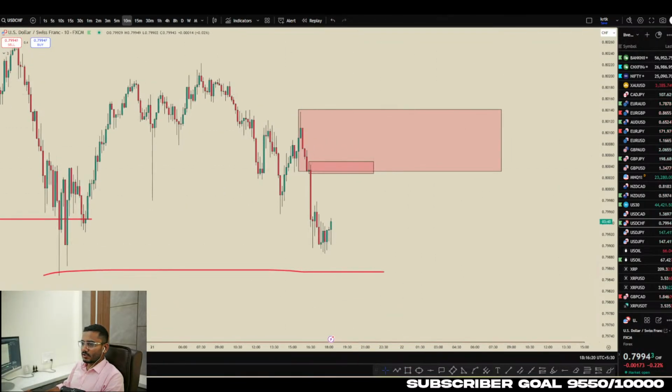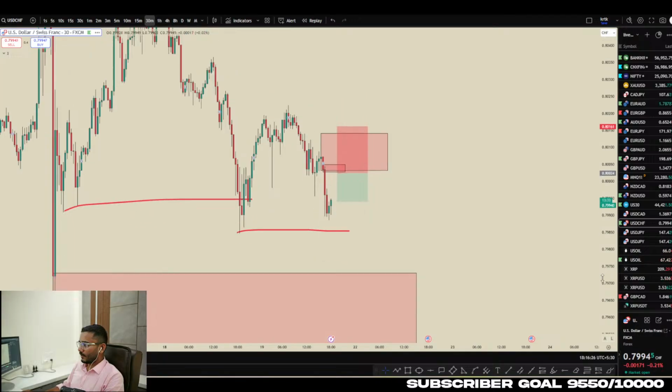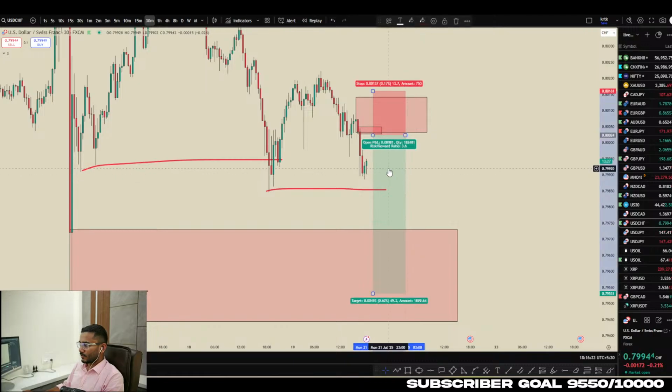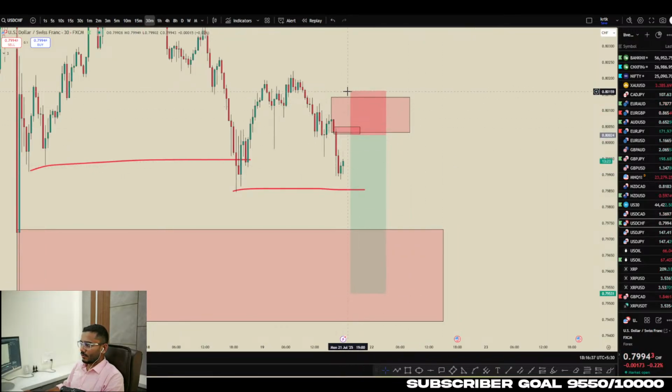Because the stop loss is too big, we can wait for price to create a change of pattern at this area, and we can look for a sell side trade targeting this demand zone or this Quasimodo pattern. So this is around 1 to 3. But if we manage to wait for price to give us a change of pattern or continuation, we can look for a 1 to 8 trade to the downside.